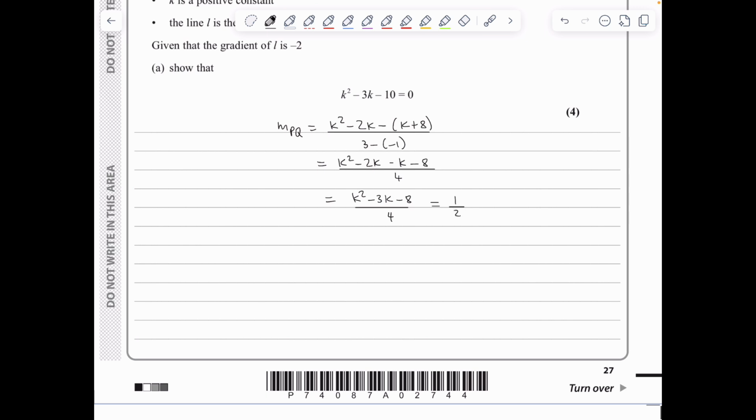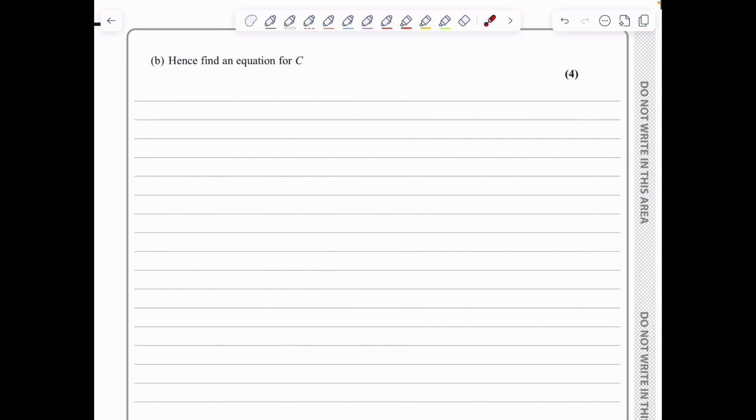I will proceed in cross multiplying. So we've got 2 brackets k squared minus 3k minus 8 being equal to 4. And of course, the 2 with the 4 will simplify to leave me with a 2 here. And therefore, we've got k squared minus 3k minus 8 is equal to 2. And if I collect everything on the left hand side, we get k squared minus 3k minus 10 is equal to 0 as required.